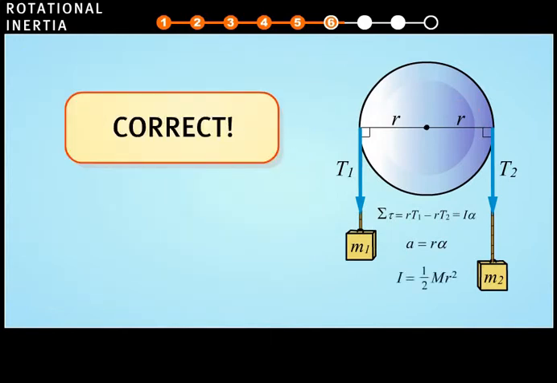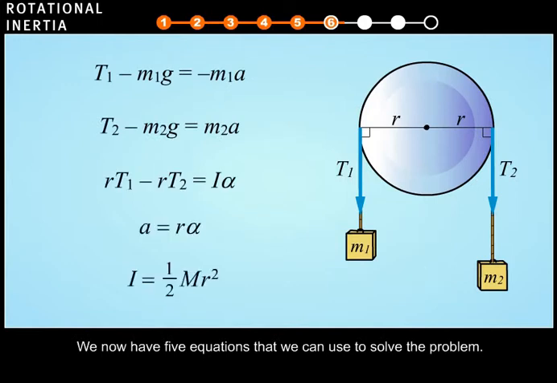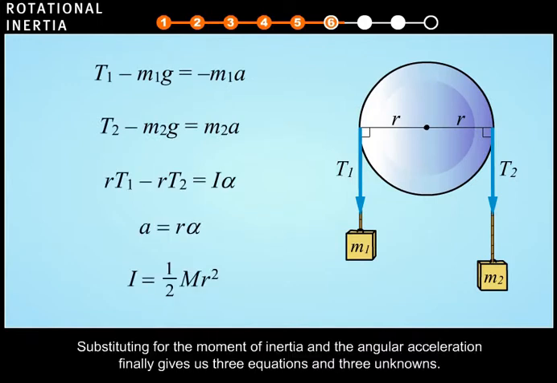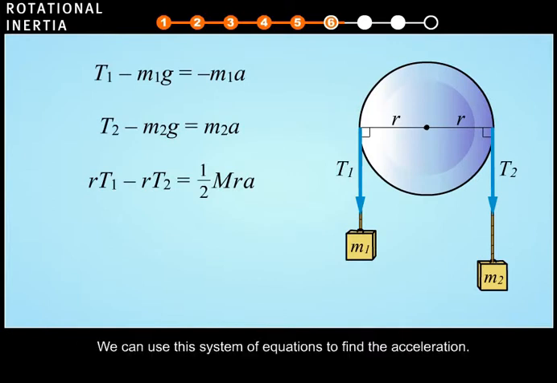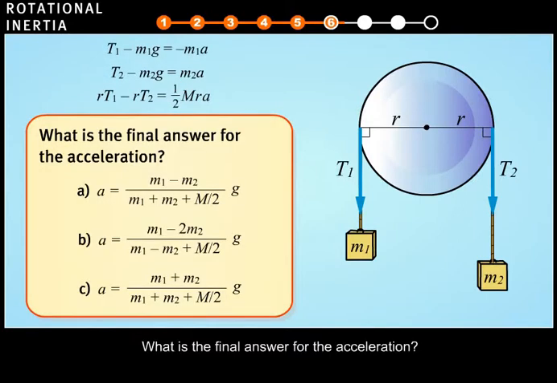Correct. We now have 5 equations that we can use to solve the problem. Substituting for the moment of inertia and the angular acceleration finally gives us 3 equations and 3 unknowns. We can use this system of equations to find the acceleration. What is the final answer for the acceleration?